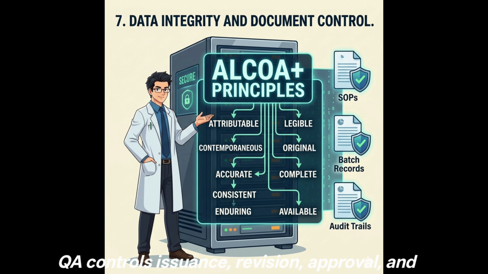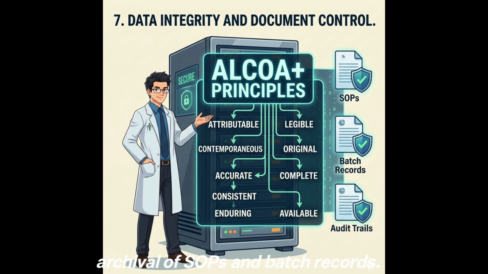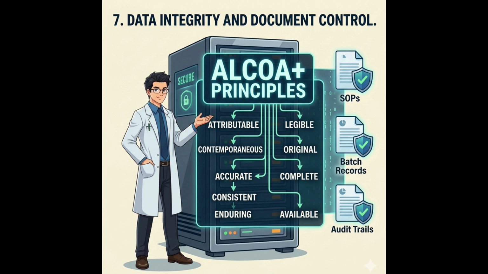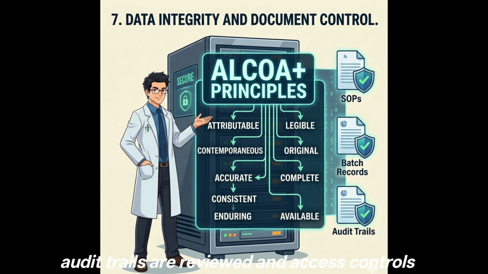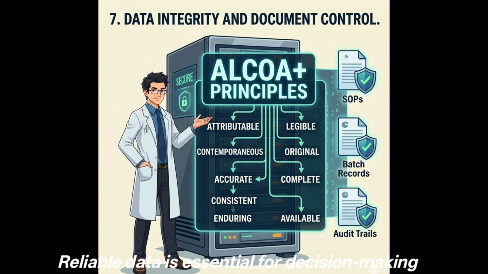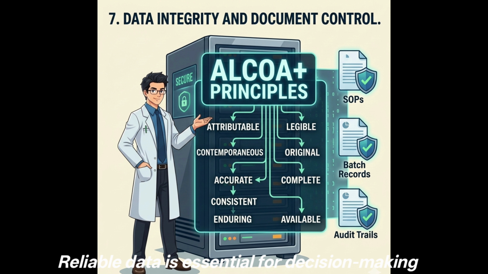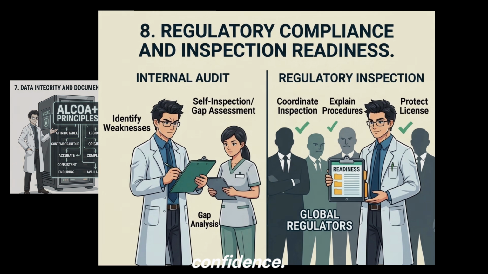QA controls issuance, revision, approval, and archival of SOPs and batch records. They oversee electronic systems to ensure audit trails are reviewed and access controls are maintained. Reliable data is essential for decision-making, regulatory submissions, and inspection confidence.